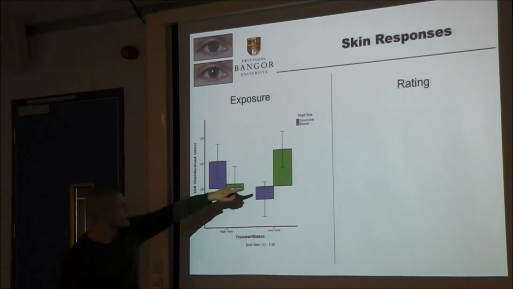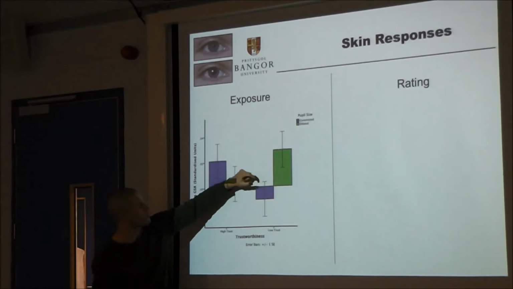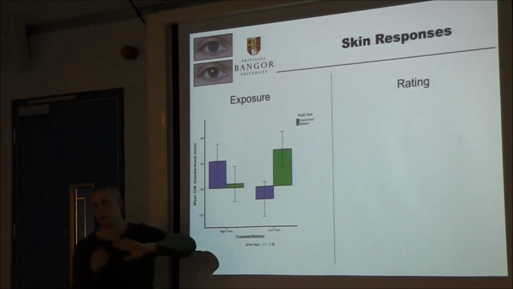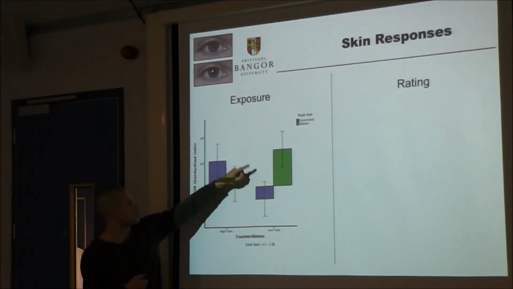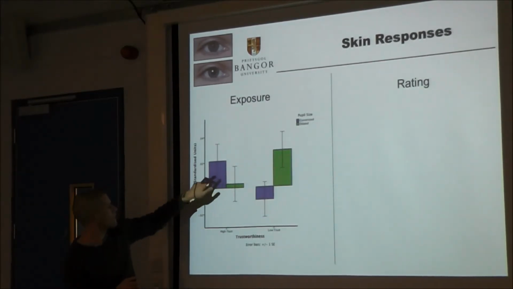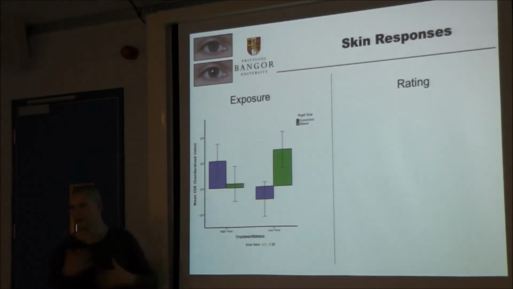But the interesting thing is that if we look at, we can ignore this side, here we're looking at the low trust faces, and here we're looking at the high trust faces. So what we find really interesting is in the low trust faces we get a much larger galvanic skin response to those faces when their pupils become dilated than when they don't. So that's what we would predict. What's interesting here is this actually flips, and one interpretation of this is that we're seeing some kind of violation of expectation maybe.